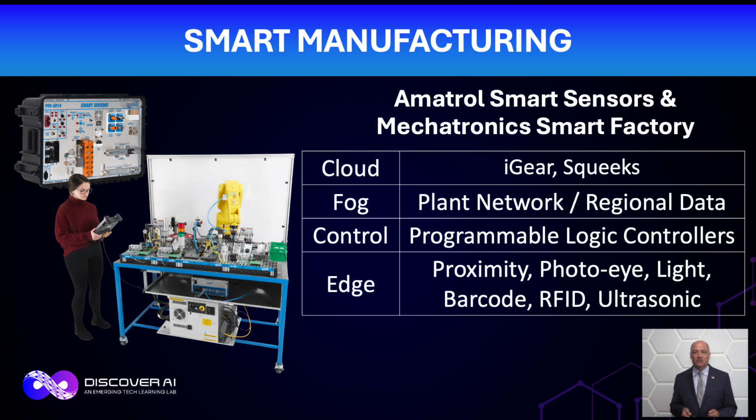When we talk about a smart sensor, it means that it can communicate with other sensors and that it has embedded intelligence. It can make its own decisions. Then we just send what we need to up to a programmable logic controller. That's the computer of manufacturing. Then to a plant network or a regional data center, and then up to the cloud where they are learning how software like iGear and Squeaks, so maintenance and health predictive software and ERP and MRP software are used, leveraging artificial intelligence in the edge to cloud continuum in advanced manufacturing.